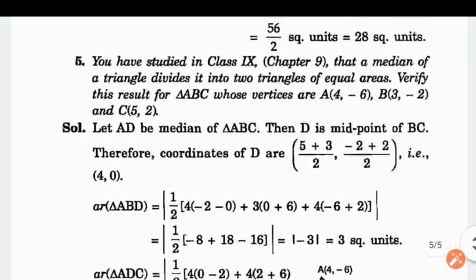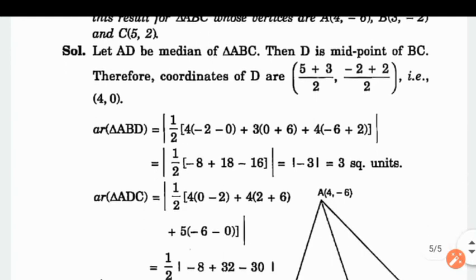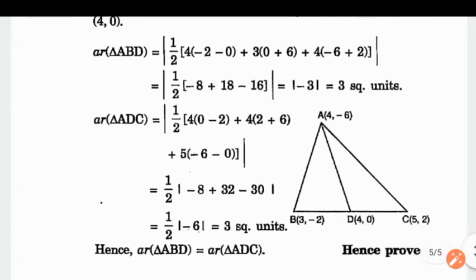So if ABC is a triangle, AD must be a median, right? See, ABC is a triangle, and AD is a median. And what is D? D is the midpoint of BC. So first find the coordinates of D. Since it is the midpoint of B and C, we will apply the midpoint formula. And what was the midpoint formula? Add the abscissas divided by 2, comma, add the ordinates divided by 2: x1 plus x2 divided by 2, y1 plus y2 divided by 2.